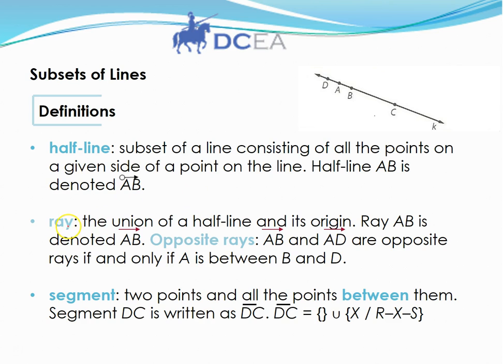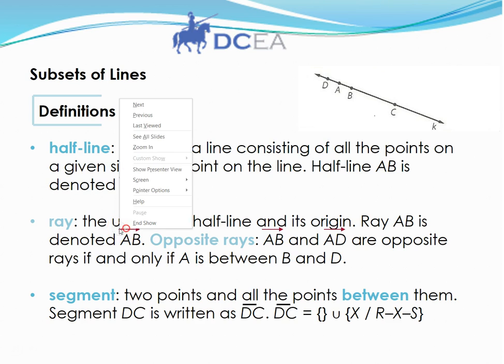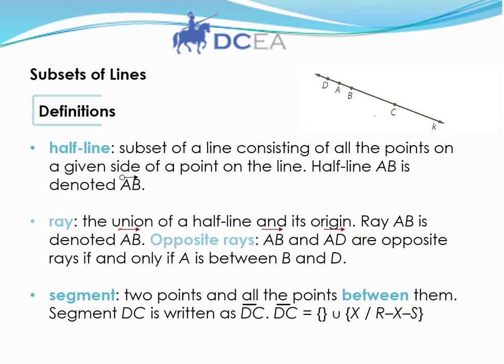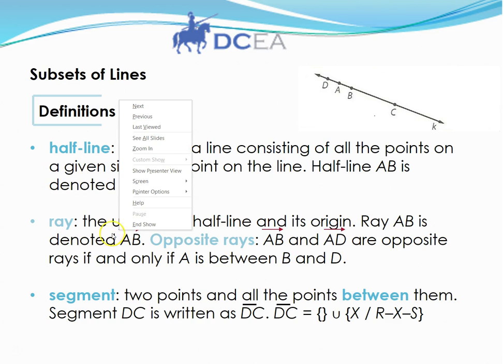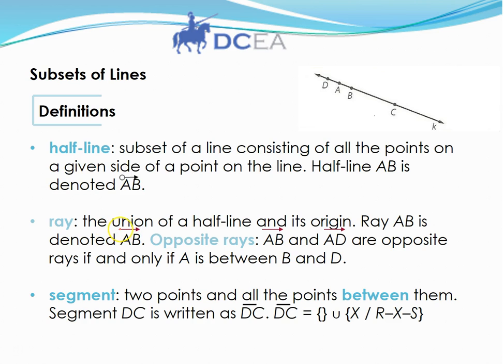Similarly, we have the ray. Now the ray is the union of a half-line and its origin. Ray AB is denoted with points A and B with an arrow over the top going to the right, but this one has a closed circle over the A. I'm sorry, I just cannot draw a circle with this program.